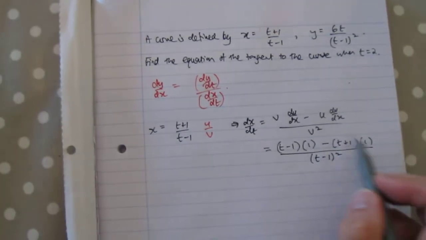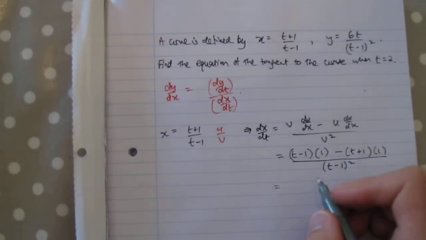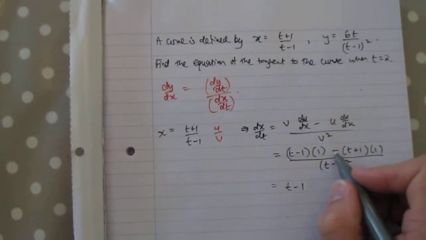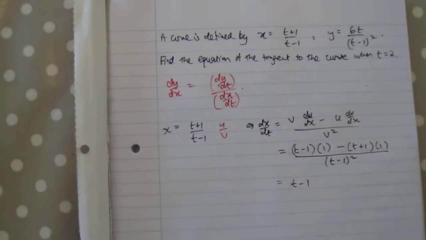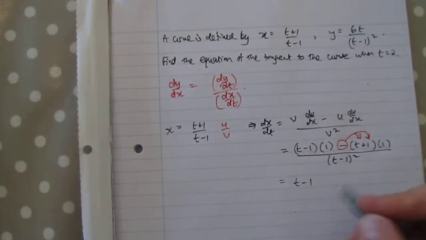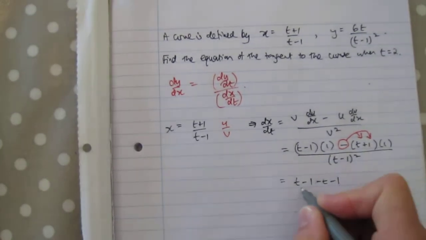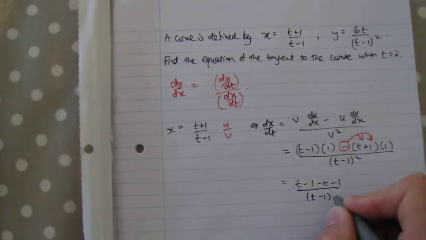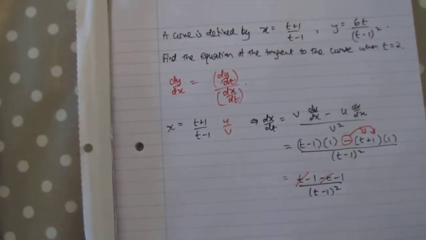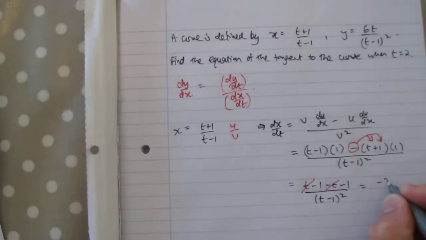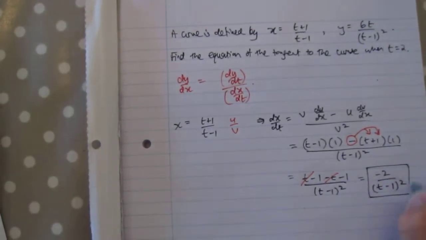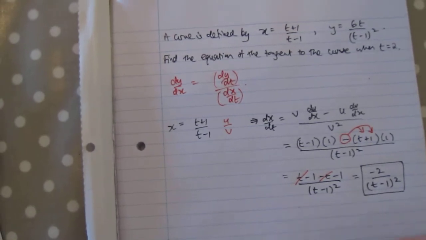These brackets are very, very important because it's very easy to get the signs mixed up on the top line. So when you multiply 1 in, you get t minus 1. Now I have a minus here, so I'm going to need to multiply that minus into the t and into the 1. So I'm going to get minus t minus 1. It's astonishing the number of people who make a mistake there. So t minus t is nothing. Minus 1 minus 1 is minus 2. So that's minus 2 over (t minus 1) squared. That's the first bit. That's dx/dt.